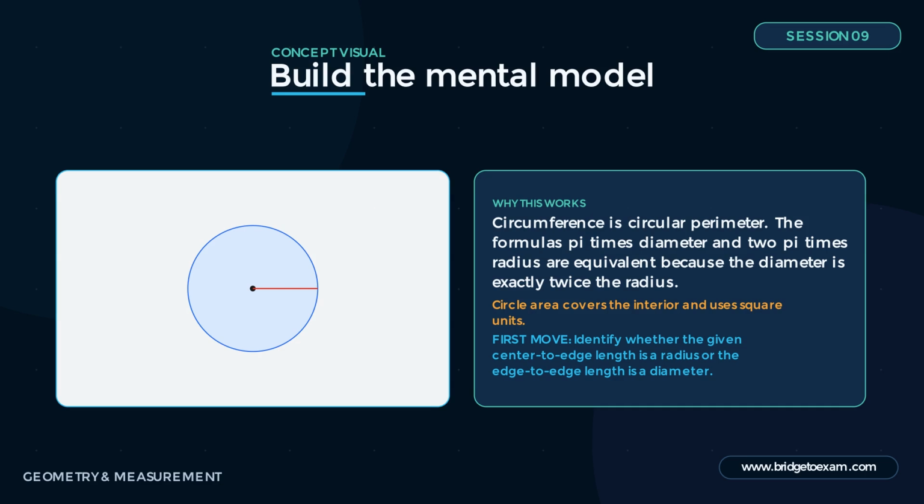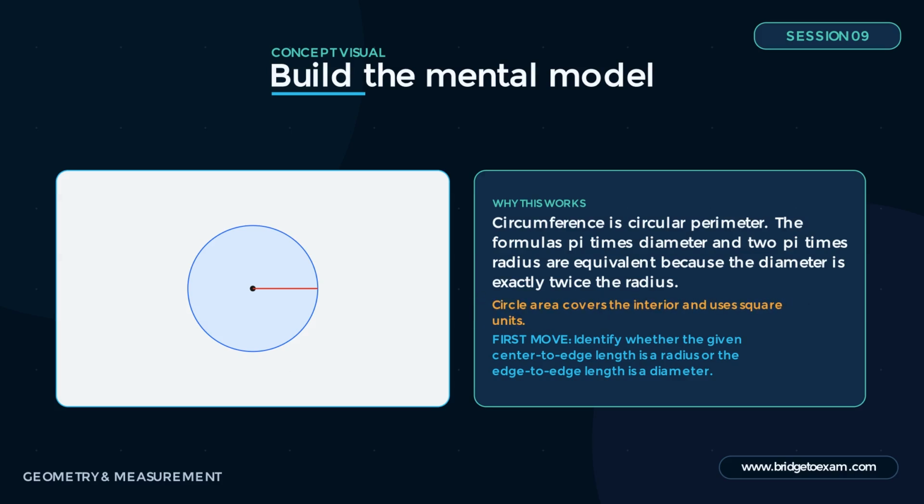Circumference is circular perimeter. The formulas pi times diameter and 2 pi times radius are equivalent because the diameter is exactly twice the radius. Estimate with a nearby rectangle or familiar benchmark. The estimate does not replace the exact calculation. It tells you whether the exact result belongs in the right neighborhood.